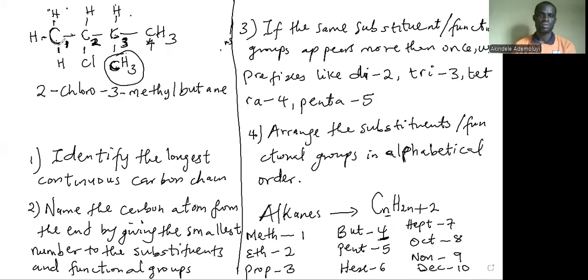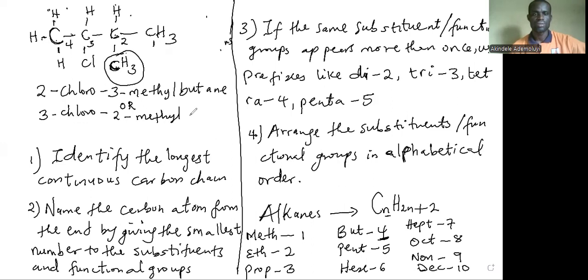Let me clean everything here. Okay, let me start numbering from here. 1, 2, 3, 4. So I started from the back now. So if I start from the back, you discover that number 2 now forms on methyl. Number 3 now forms on chlorine. So it now becomes 3 chloro. So let me put all here now so that we know which of the two is correct. 3 chloro. Number 3 is on chlorine. Number 2 is on methyl. 2-methyl butane.